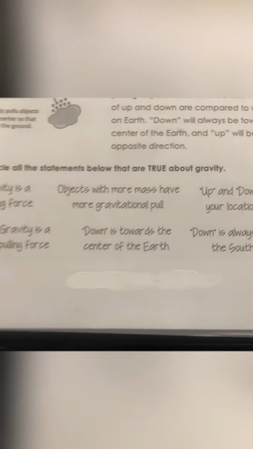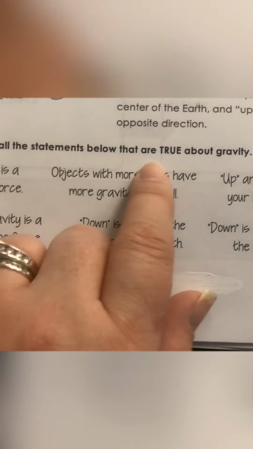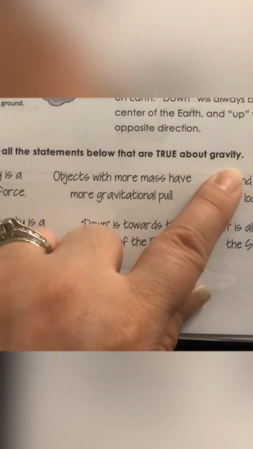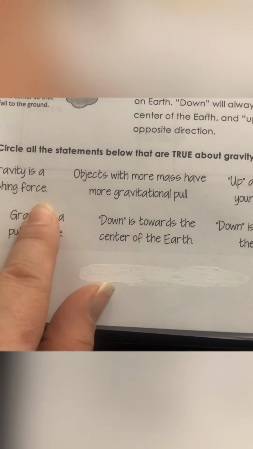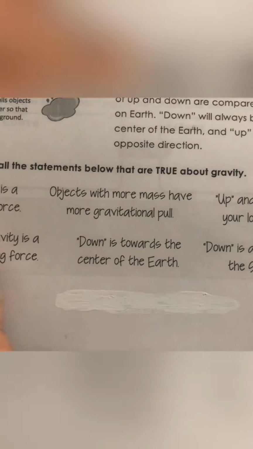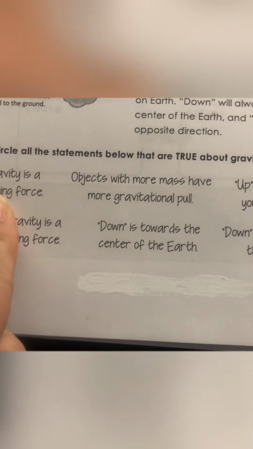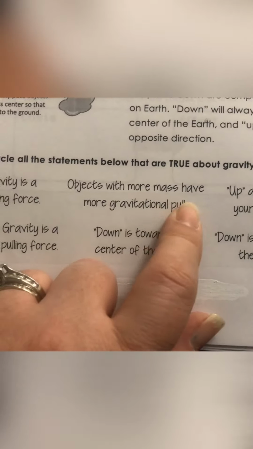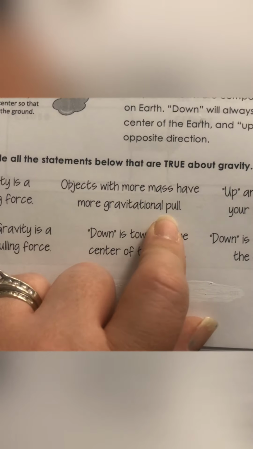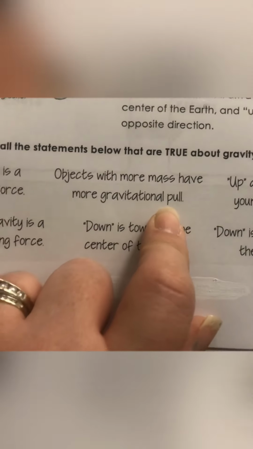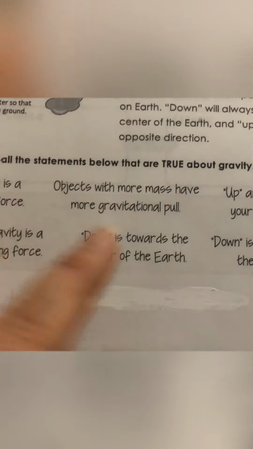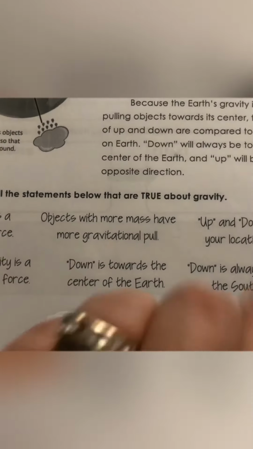All right, so let's look at number 1. Circle all the statements below that are true about gravity. Gravity is a pushing force. We didn't talk about pushing. We learned that it was a pulling force, right? So that is false. So objects with more mass have more gravitational pull. Did we just read about that? Absolutely, because the Earth is so big, it has a great gravitational force.